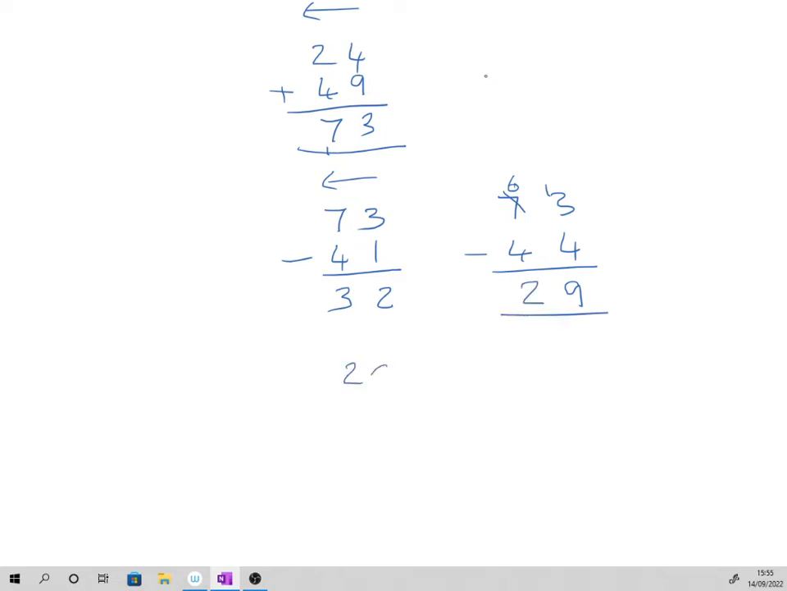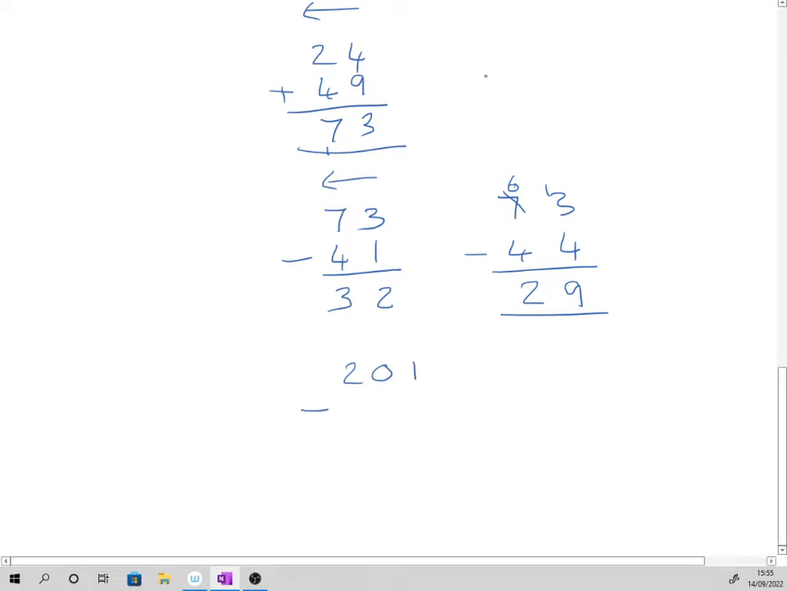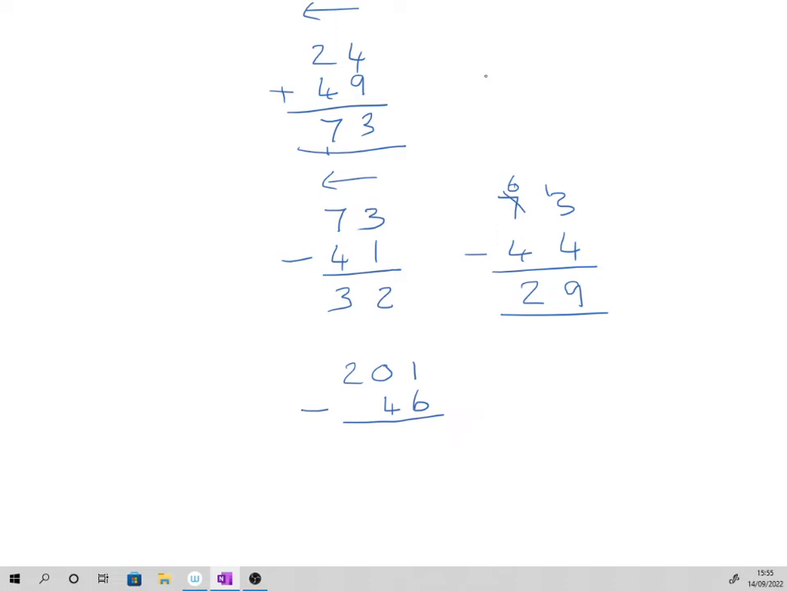Even more strange is 201 minus 46. Now, 1 take away 6 we can't do, so we have to borrow from next door. In the tens column there is nothing, so we have to go left to the hundreds column and borrow 1 off of there, which is 100, and we stick it in there to make that 10 tens, as it were. So now we've got 10 in this column, we can borrow 1 off that and put it on there, so that makes that 11.